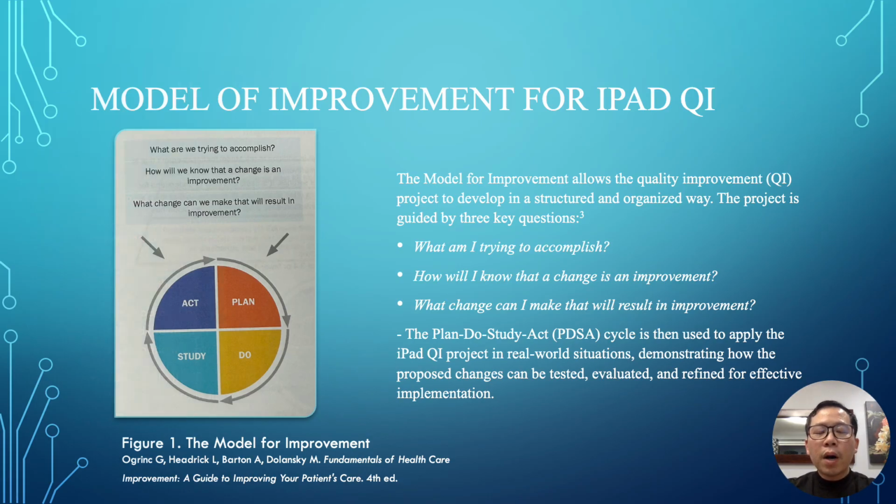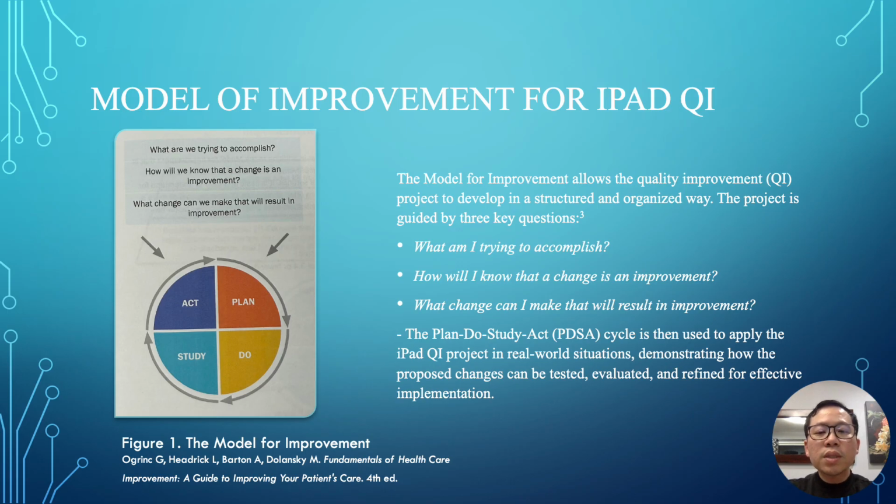Now, the main part we want to talk about is how we do the quality improvement. The model of improvement for an iPad QI. The model of improvement allows the quality improvement project to develop in a structured and organized way. The project is guided by three key questions. What am I trying to accomplish? How will I know that the change is an improvement? What change can I make that will result in improvement?